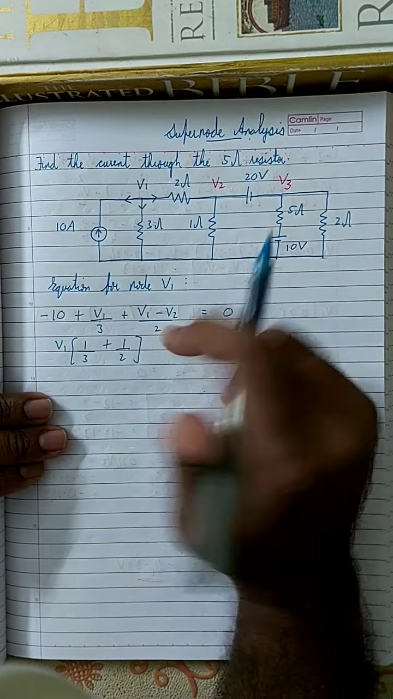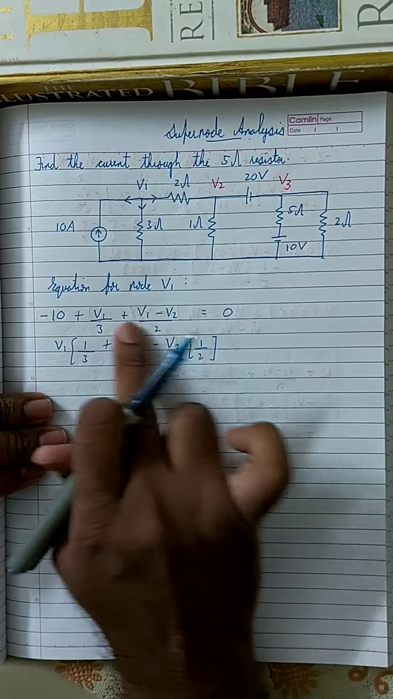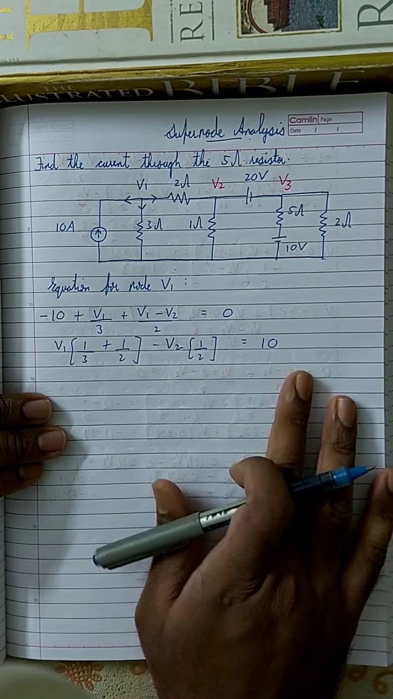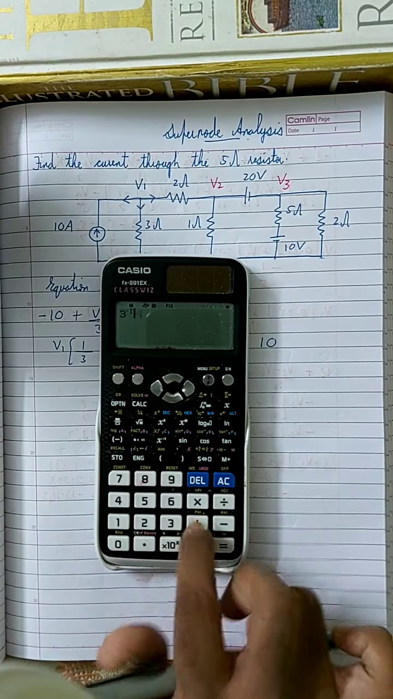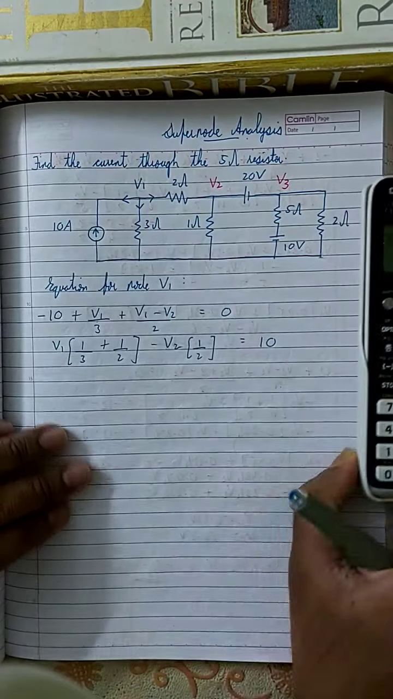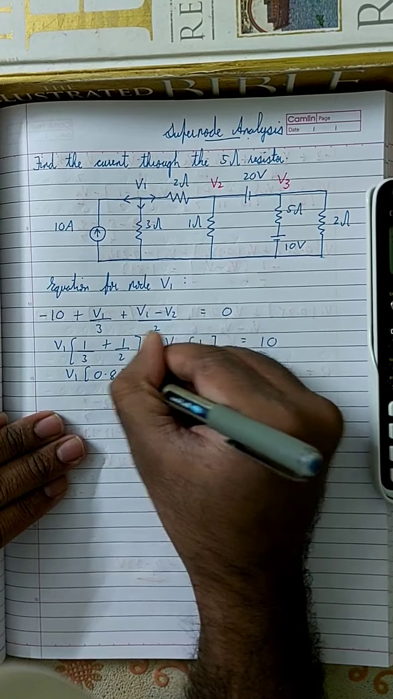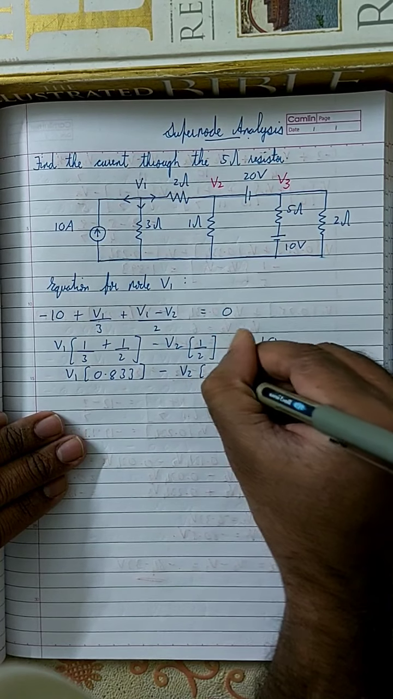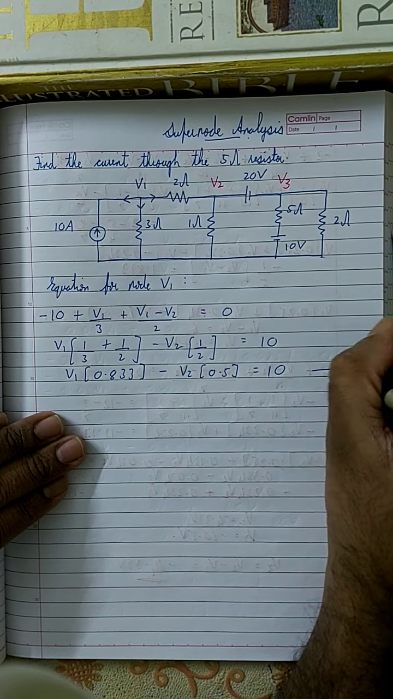Next we are going to write V2, and V2 is only over here, so it is minus V2 into 1 by 2, right? And there's no other. This is equal to, and this is minus 10, so this will become plus 10, right? Let's see what is 1 by 3 plus 1 by 2. It is 3 inverse plus 2 inverse is equal to 5 by 6, which is 0.833. So this is basically V1 into 0.833, minus, and what is this, 1 by 2 is 0.5, right? So this is V2 into 0.5 is equal to 10. This is the equation 1.